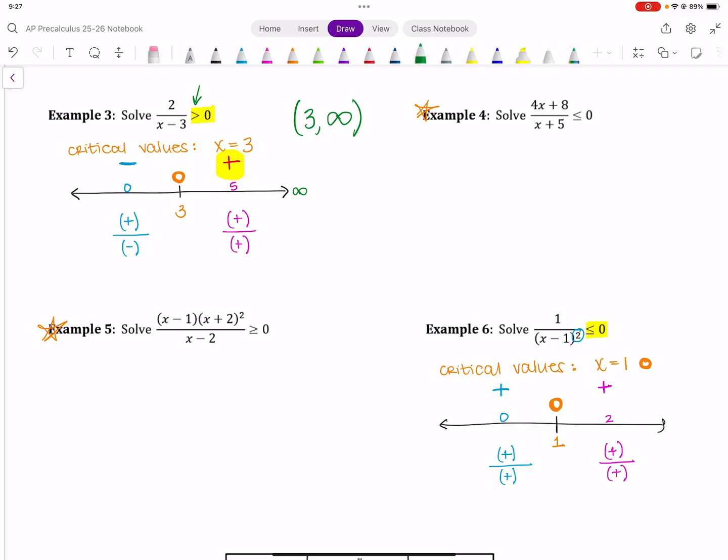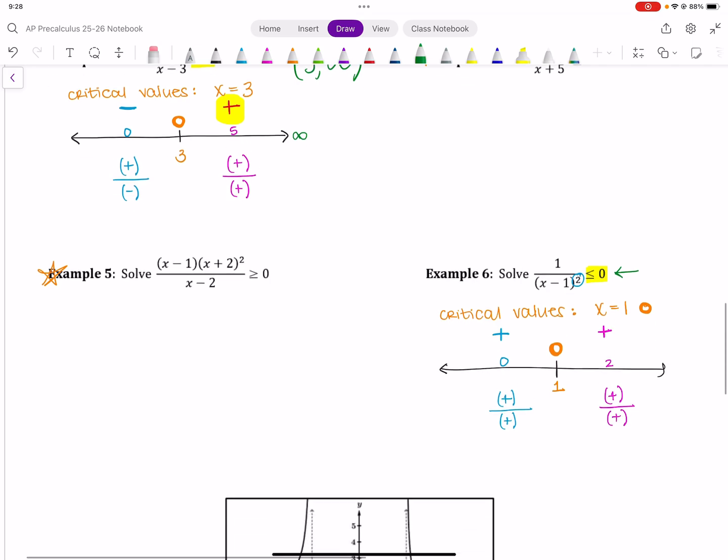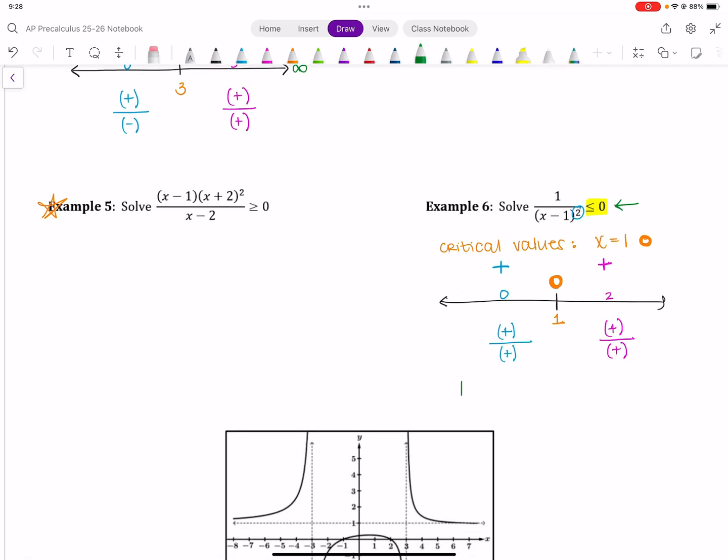Well, if we go back to looking at what we were being asked to find, looking at where we are less than or equal to 0, we are not less than 0 anywhere, and the only place we are equal, we cannot include that critical value. This example has no solution, so you would write no solution. Or you could write it as the empty set. So those both are acceptable answers.